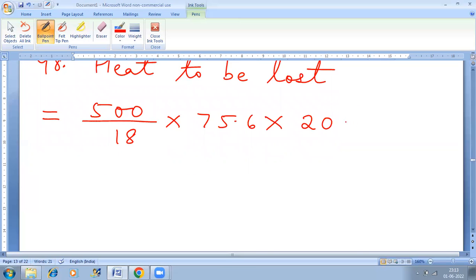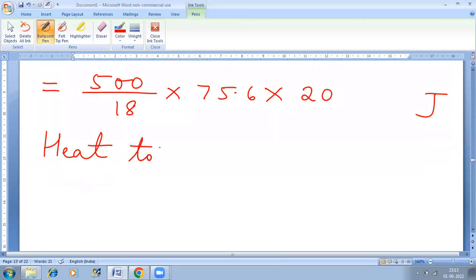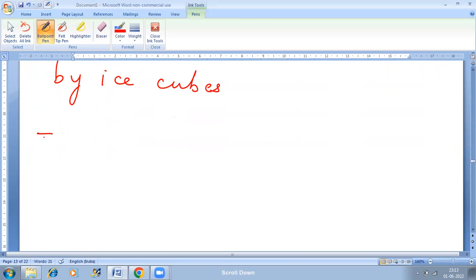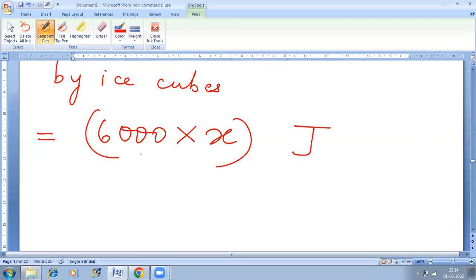This will be the value in joules. Now, if this heat is lost, it needs to go somewhere. When water is getting cooled, that means it's losing heat, and that heat is getting absorbed by ice cubes, because in the question they have mentioned that ice cubes are placed. So heat to be absorbed by ice cubes will be equal to 6,000 into X joules. 6 kilojoule per mole is the latent heat of fusion of ice. So I've taken it as 6,000 joule per mole. Let X be the moles of ice in ice cubes.